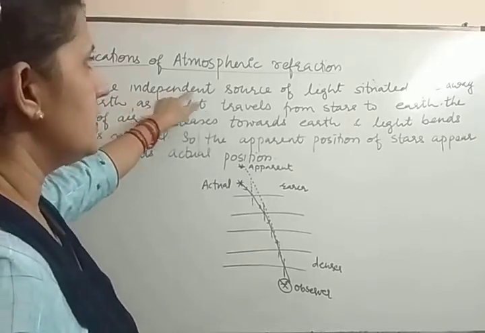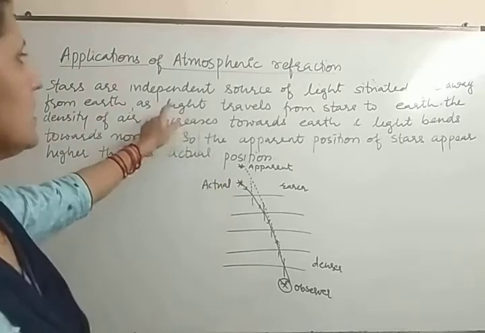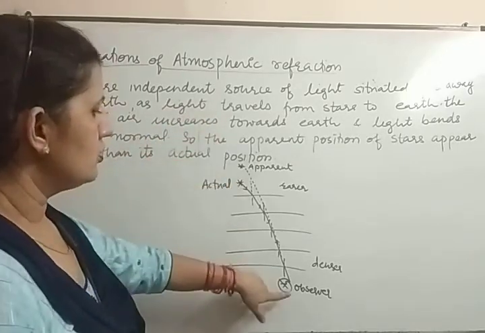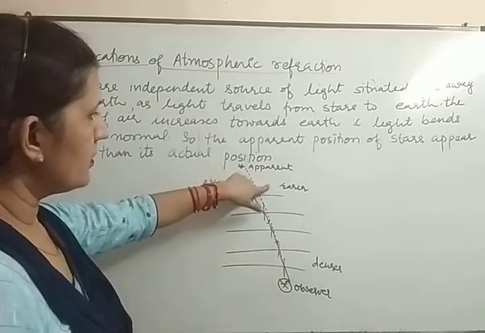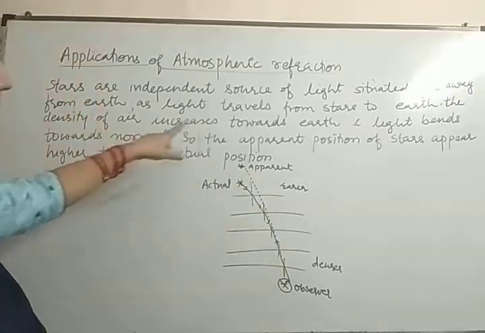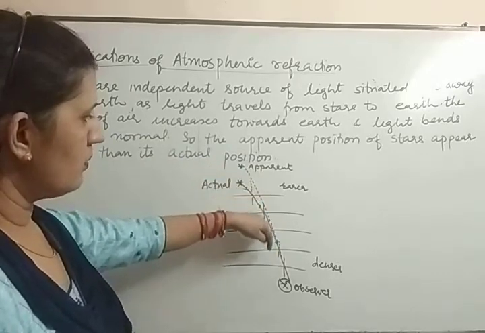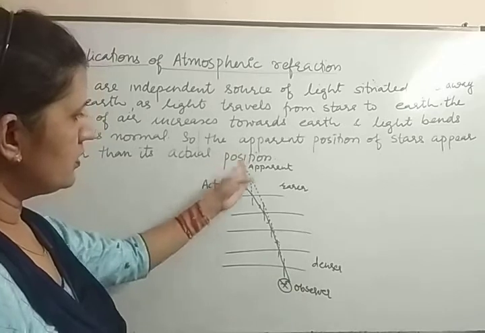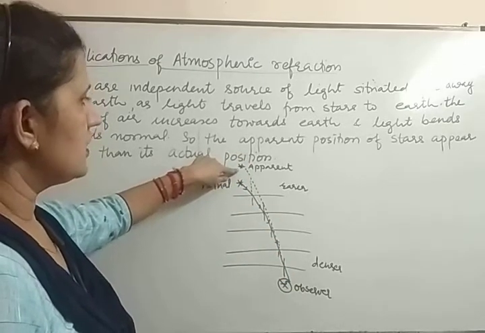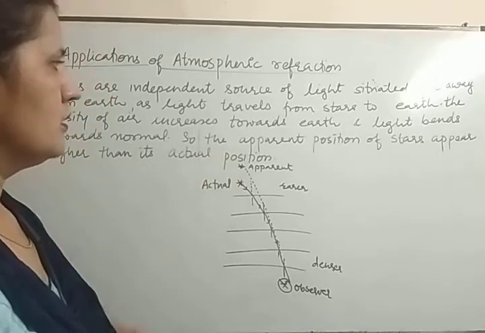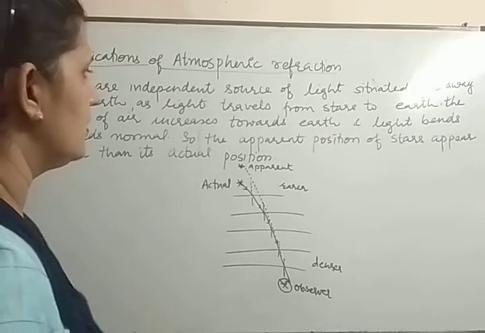Stars are independent sources of light situated far away from Earth. As the light travels from the stars to the observer towards the Earth, what happens? It moves from the rarer medium to the denser, the density increases towards the Earth, and light bends towards the normal. When we back produce this, we find the star appears higher than its original position, and this is due to atmospheric refraction.